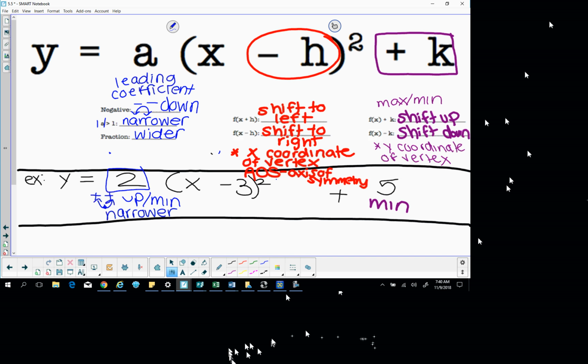Then we look over here at our h. Right here we see minus 3. So what direction is it shifting? Right 3, so we're shifting 3 to the right. We also know our axis of symmetry is x equals 3, which is our x coordinate of our vertex over here.